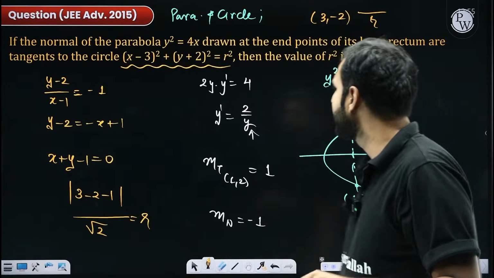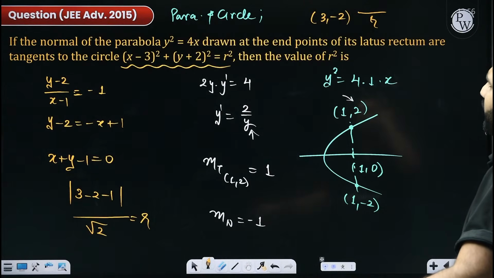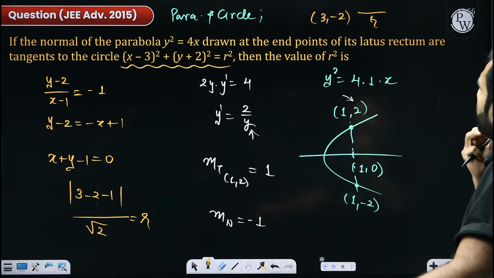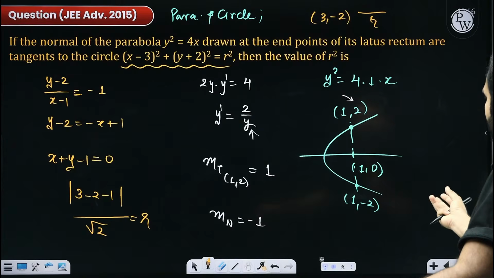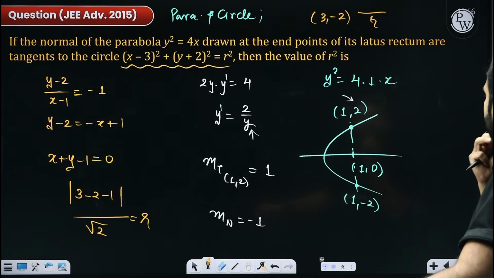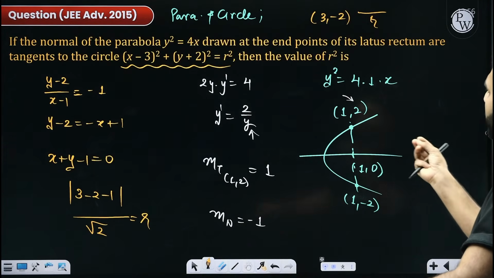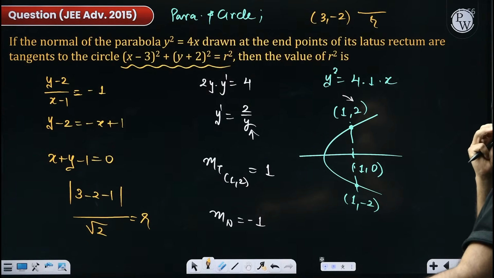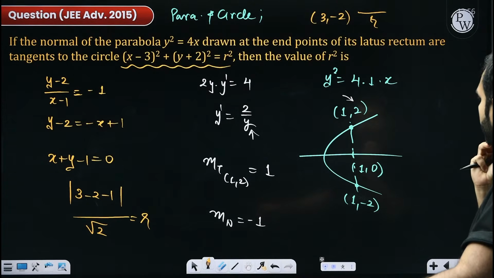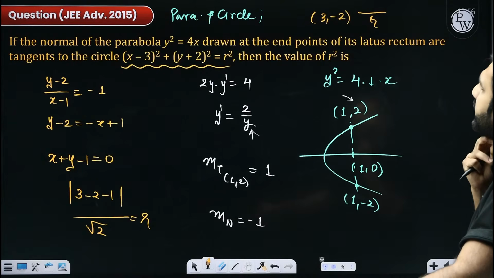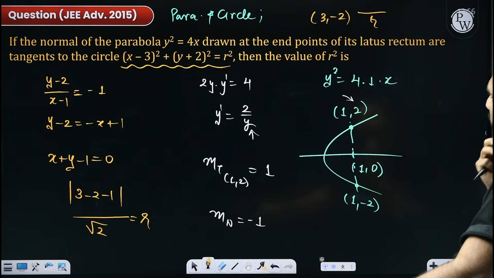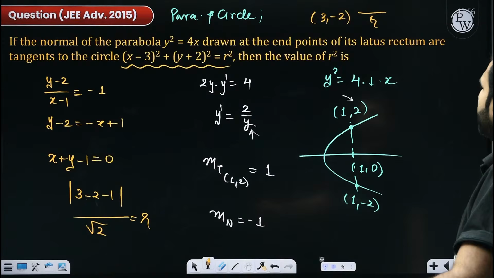Anyone who's watching online, do tell me, are we doing anything wrong here? I think this is absolutely correct. The normals are drawn at the endpoints of the latus rectum. So for the focus, this is 1 comma 0. If I put x as 1 here, y square is 4, so y should be plus minus 2. So 1 comma 2 and 1 comma minus 2. Then we are drawing a normal at 1 comma 2. Did I make any mistakes here? Anyone?